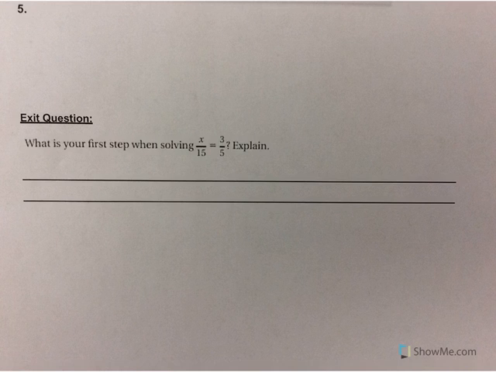And then the exit question was the first step when solving x over 15 equals 3 over 5. So what would the first step be if you were going to solve for x there? Finish those up for homework.